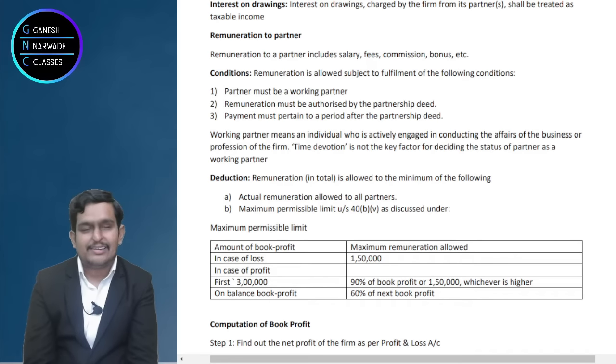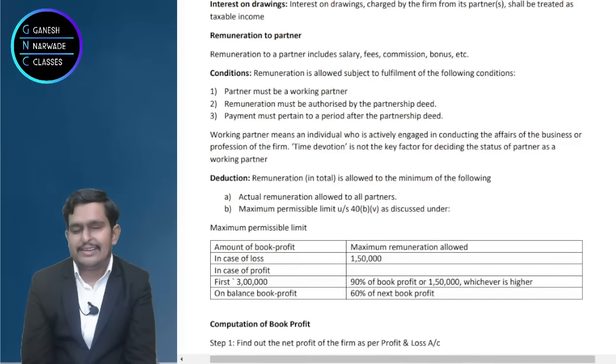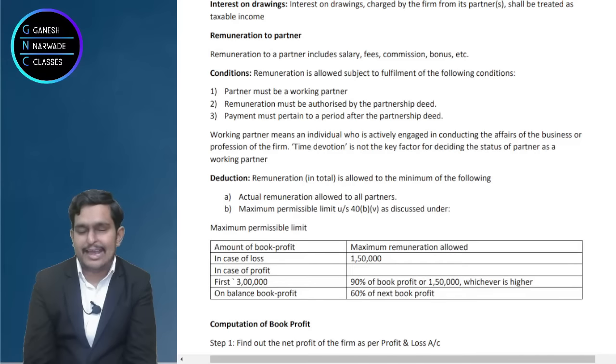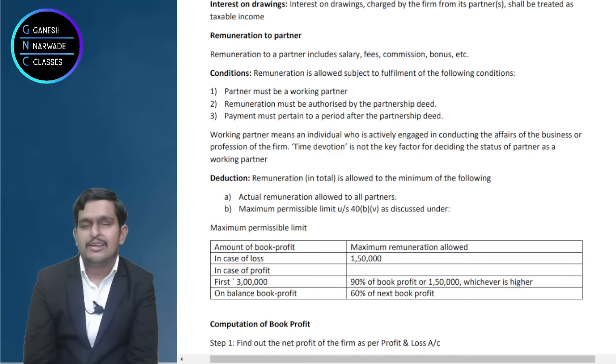Absolutely right. Your answer should be 3 lakhs. Up to 3 lakhs, you should get 90% of 3 lakhs, which is 2 lakh 70, or 1 lakh 50, whichever is higher. So 2 lakh 70 you should get. And what is the extra? More than 3 lakhs is 7 lakhs. How did you get it? Book profit 10 lakhs minus 3 lakhs, so we got 7 lakhs.